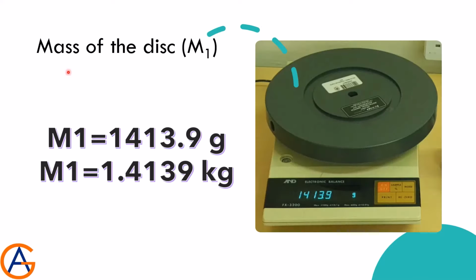Let's take the primary measurements. The first one is the mass of the disk. Here it is showing that the mass of the disk is 1413.9 grams. Obviously we need the SI unit, that is the kilogram, so simply divide this number by 1000 and it becomes 1.4139 kilograms. This is the mass of the disk. We are taking it as m1, and it is constant throughout this experiment.